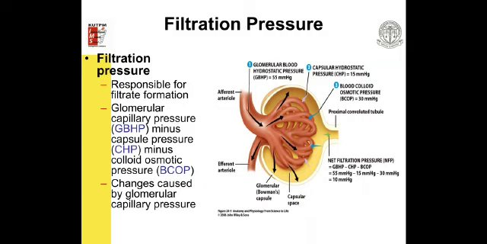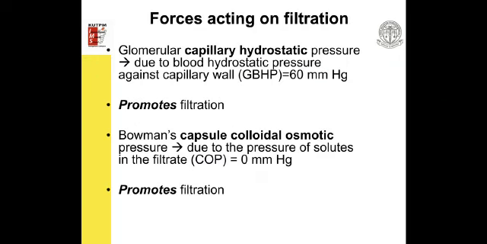The glomerular capillary blood hydrostatic pressure is 55, whereas the capsular hydrostatic pressure is around 15, whereas the colloidal osmotic pressure is always constant at 25. So if you calculate it, subtracting the capsular hydrostatic pressure and the colloidal osmotic pressure from the glomerular blood hydrostatic pressure, the filtration pressure is around 10 millimeters of mercury. So this is very important.